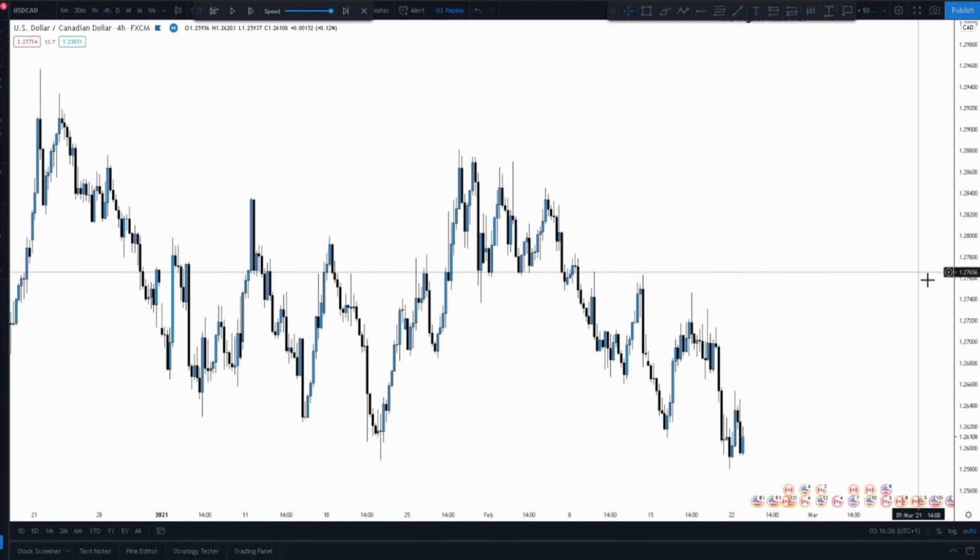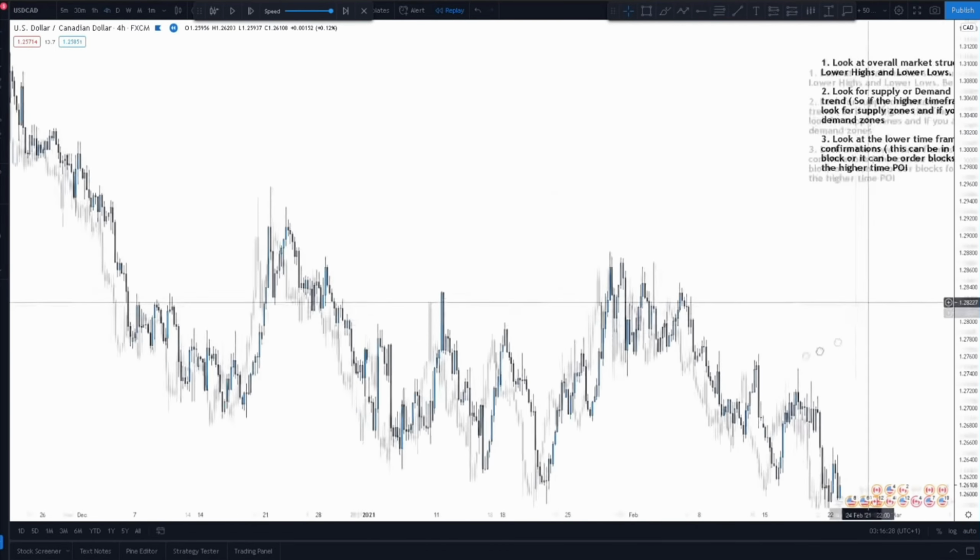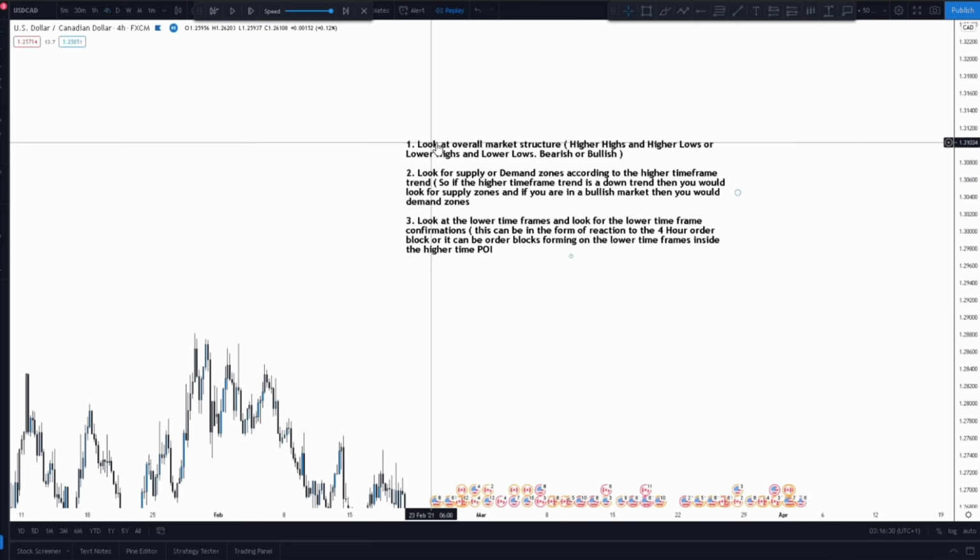The three rules that I follow when I am trading order blocks are these. You'll notice I did it in chronological order. The first thing that you look for, the second thing that you look for, and then the third thing that you look for as your final confirmation before you enter.